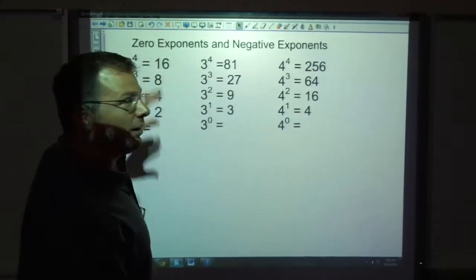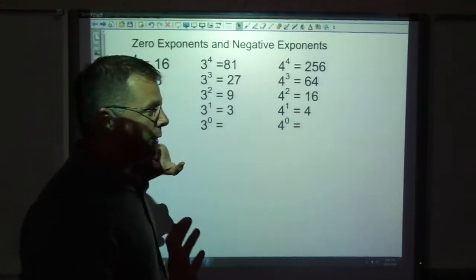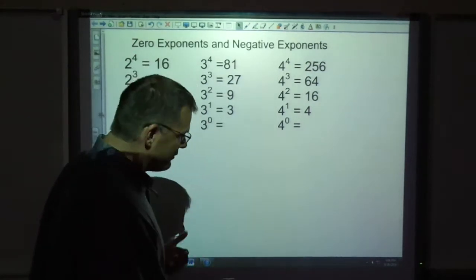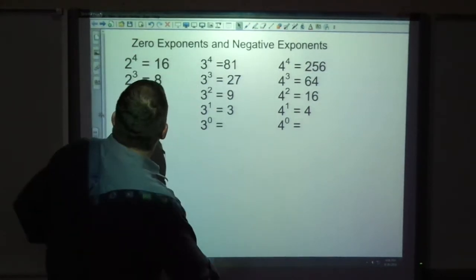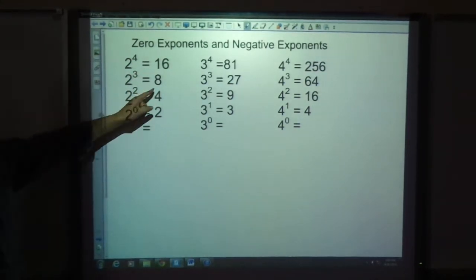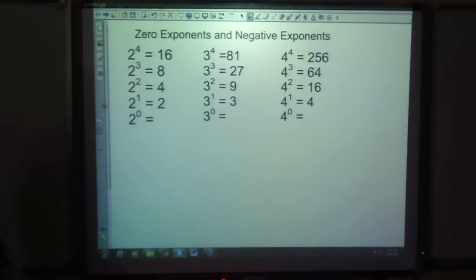I have up here a chart. You might want to pause right at the beginning and just copy this down. But I'll start talking now and you can pause as you want. You see that 2 to the 4th is 16, 2 to the 3rd is 8, 2 squared is 4, 2 to the 1st is 2.